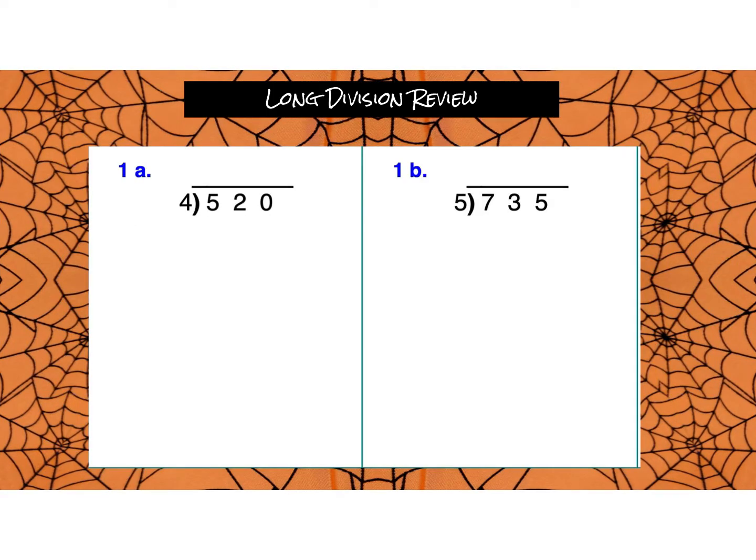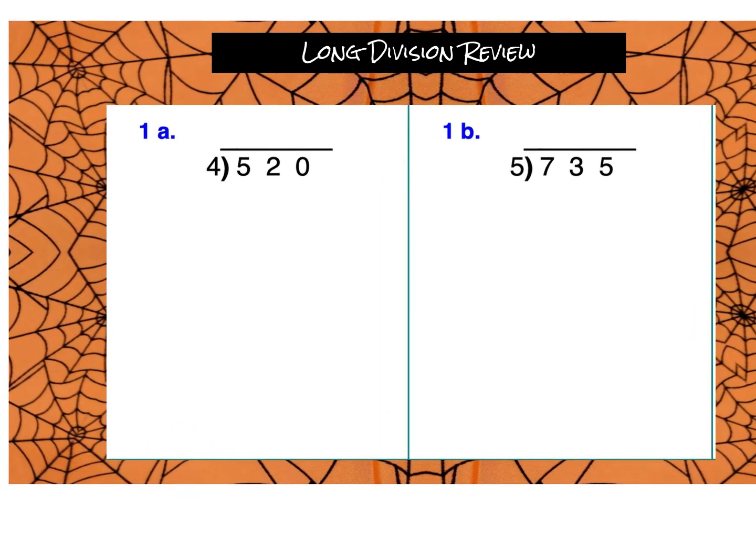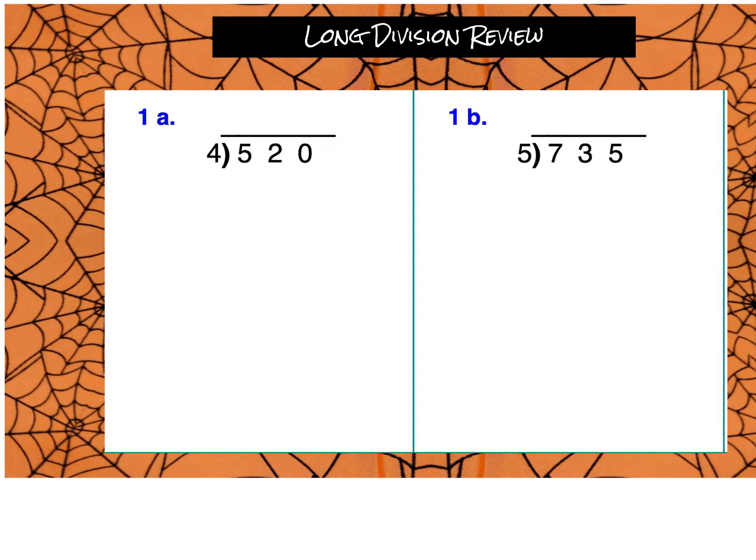All right, this is just a review and notes page, so let's get started. I'm going to do 1A and then we're going to do 1B. So 1A is 520 divided by 4. We're doing a 3-digit by 1-digit review. So I need to ask myself, how many times does 4 go into 5? The answer is 1. So I put my little multiplication sign. 1 times 4 is 4, so I'm going to subtract 4. 5 minus 4 is 1. Do not forget you need to bring down your arrow with your 2.